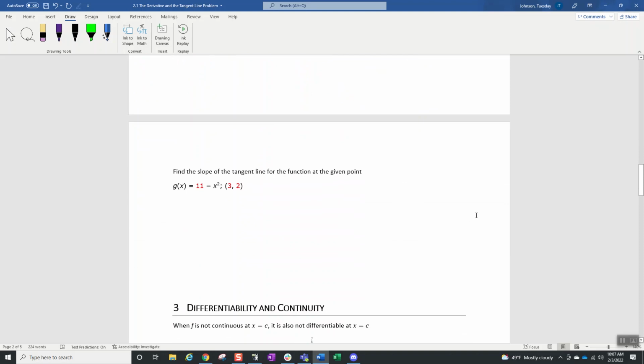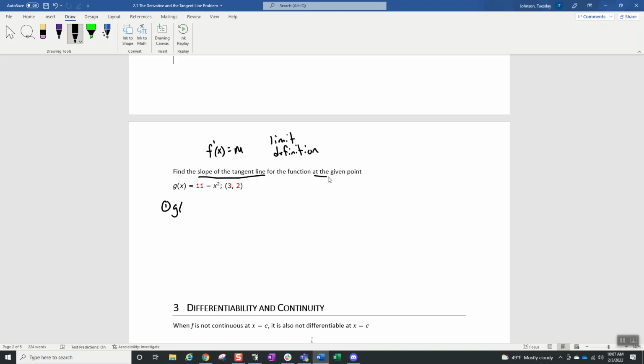All right, so let's find the slope of the tangent line. As soon as I see the words slope of the tangent line, I'm looking for f prime. And we always use, in this section, the limit definition. All right, limit definition. So, step 1.